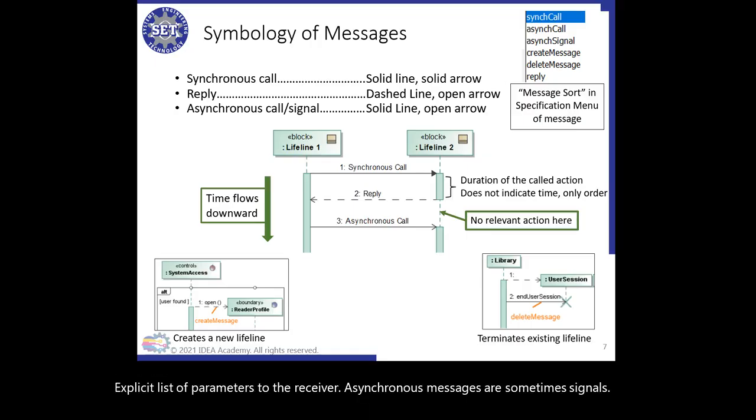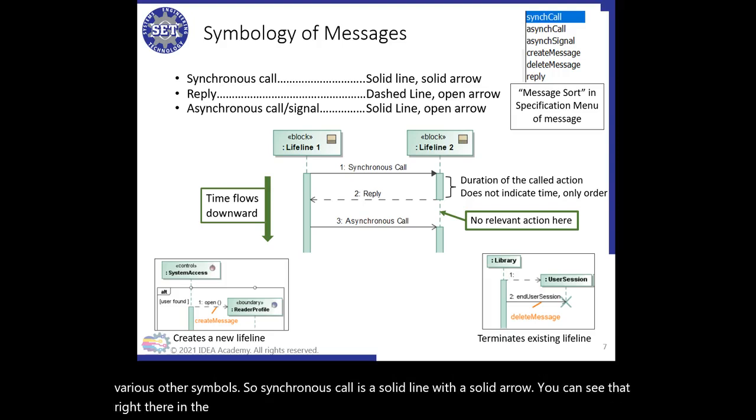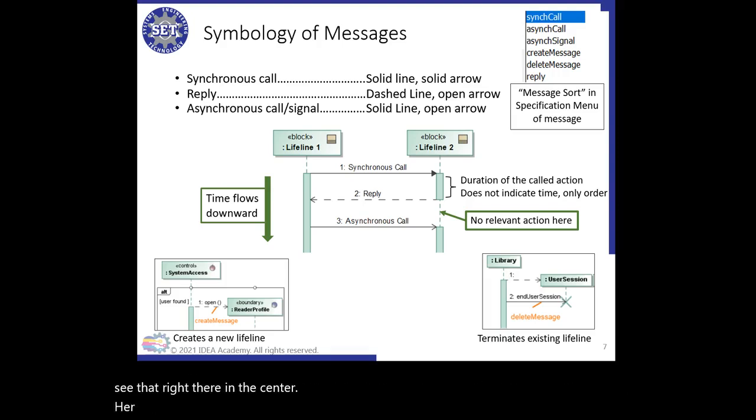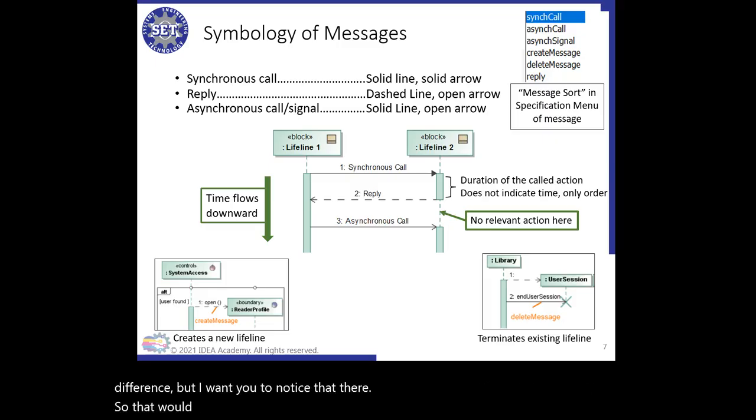All right, we have the symbology of messages here. We've got all our different arrows and blocks, and various other symbols. A synchronous call is a solid line with a solid arrow. You can see that right there in the center. A reply is a dashed line with an open arrow. And an asynchronous call or a signal is a solid line with an open arrow. A subtle difference, but I want you to notice that. That would be the message sort in the specification menu of a message.